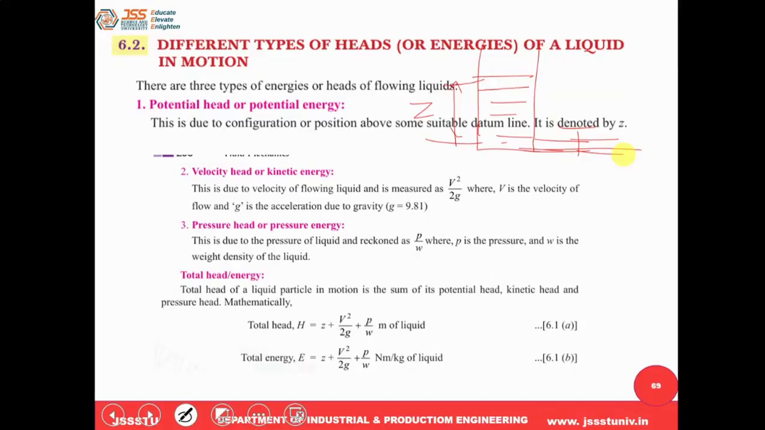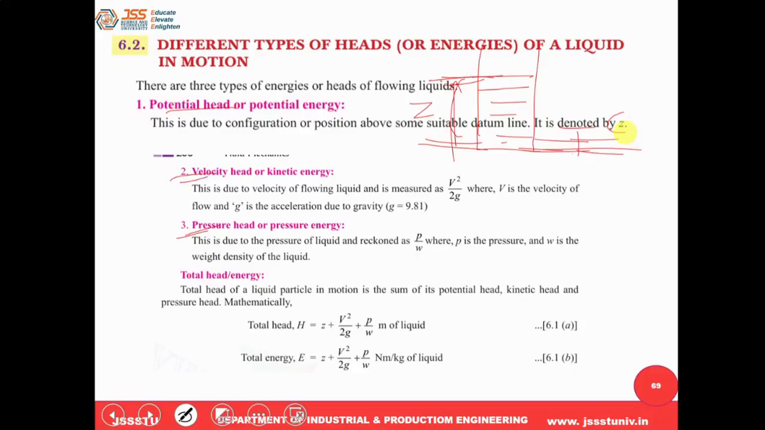The first thing is potential energy. There are three important energies that will be developed. One is potential energy, then kinetic energy, then pressure energy. Potential energy means, before opening the valve, how much potential energy will be there? How much height of the water is stored, that much energy is called potential energy. It is denoted by Z. Z is directly proportional to the height of the water.